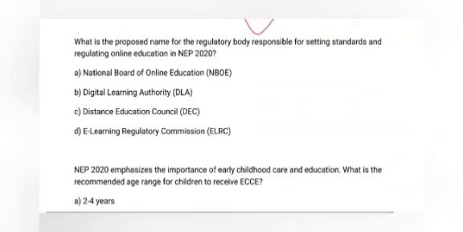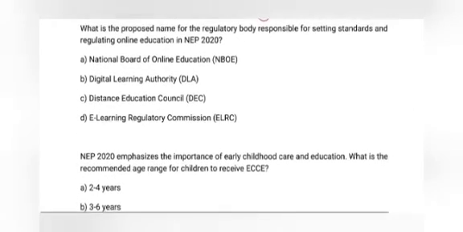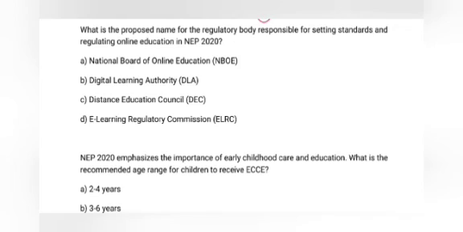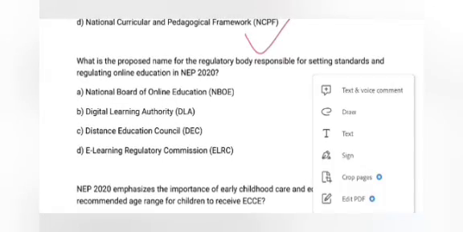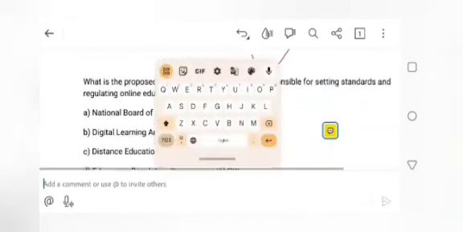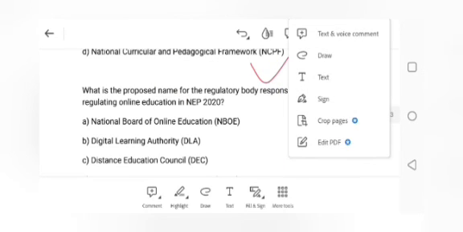Next, what is the proposed name for the regulatory body responsible for setting standards and regulating online education? This we have already talked, that will be NBOE, National Board of Online Education. Wait. Very problematic.